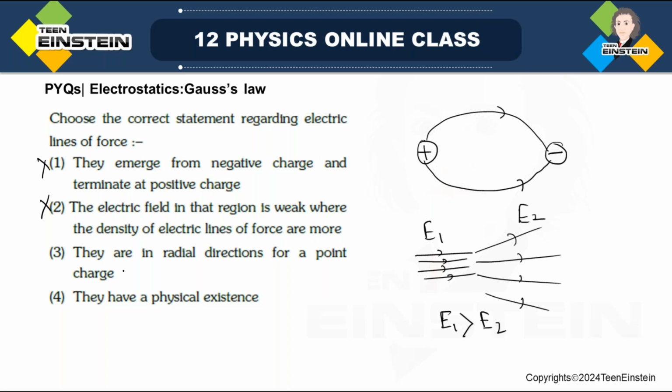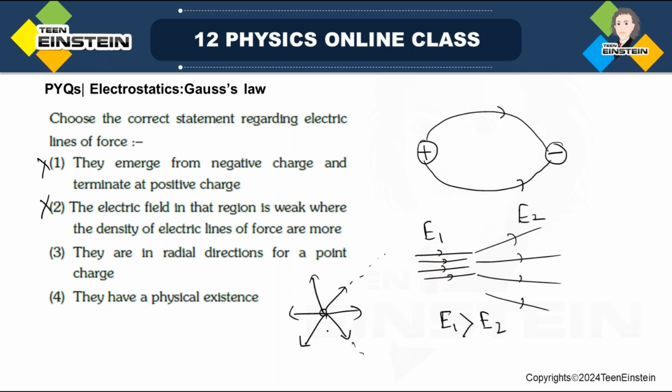They are in radial direction for a point charge. This is very, very correct. Suppose a point charge is there. Due to a point charge, how will the electric field lines be? They will go like this, and in fact they will go to infinity, where they will meet the negative charge, like this.